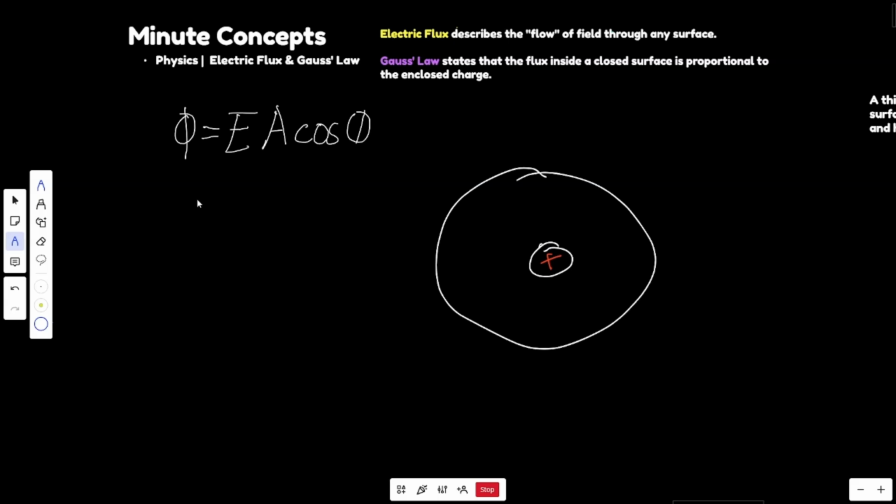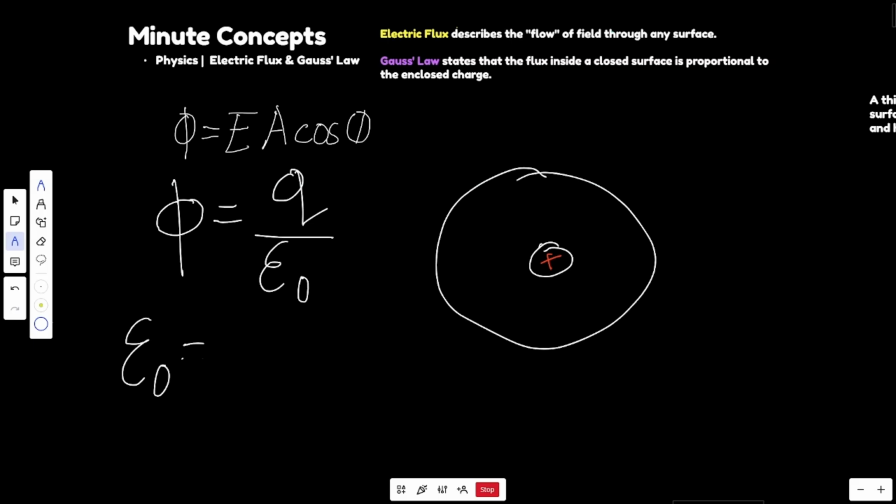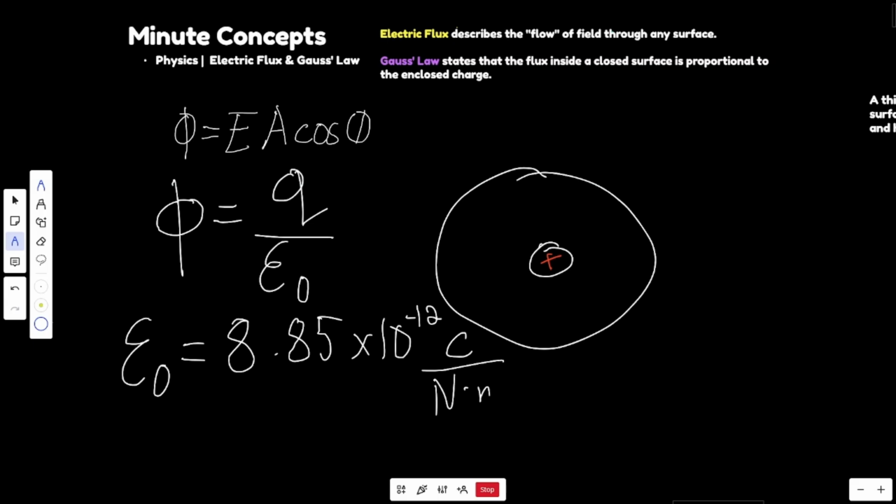Now, Gauss's law uses a constant called the constant of free permittivity. The free permittivity constant. So this is equal to Q. This is Gauss's law. Gauss's law is equal to Q over epsilon naught, wherein epsilon naught, or the free permittivity constant, is equal to 8.85 times 10 to the power of negative 12. And this is Coulomb squared per Newton meter squared.